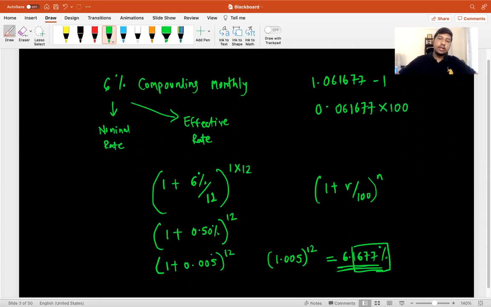Why did I multiply it by 100? Because I converted this percentage into decimals. Again, I have to convert these decimals into percentage. So if I divide to convert the percentage into decimals, then I have to multiply it by 100 to convert the decimals into percentage. So it will be 6.1677%. This is the effective interest rate.